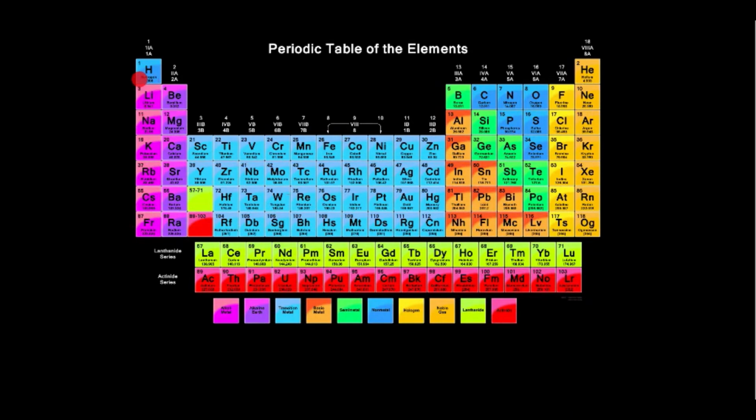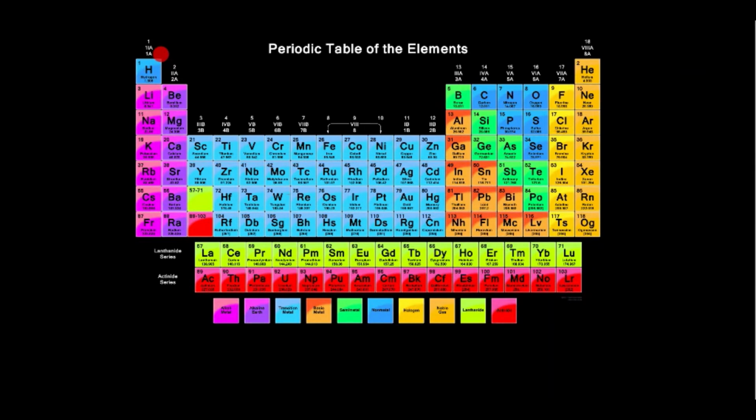Now we must know the names of the different families, or groups, of the periodic table. See the first group of the periodic table. It is known as the alkali metal group, or the lithium family. What is the name of this group? Alkali metal group or lithium family. The first alkali metal present in this group is lithium. It starts from lithium. That's why it is known as the lithium family.